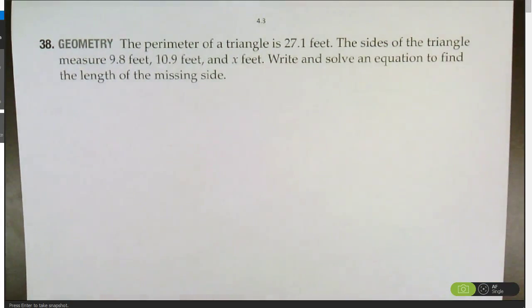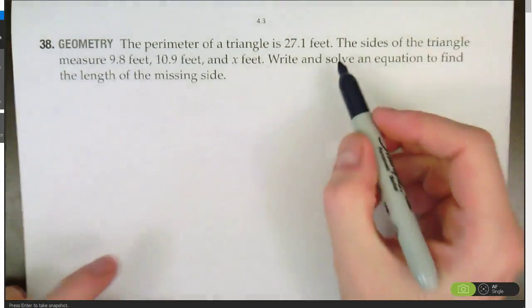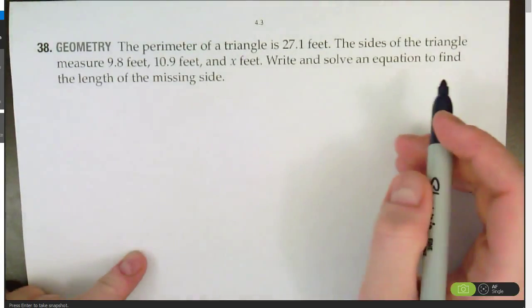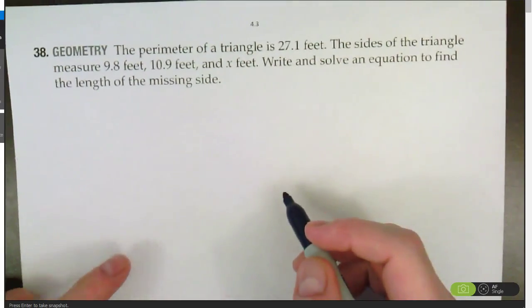Okay. And then last but not least, number 38. The perimeter of a triangle is 27.1 feet. The sides of the triangle measure 9.8 feet, 10.9 feet, and x feet. Write and solve an equation to find the length of the missing side. Okay, so here we go.